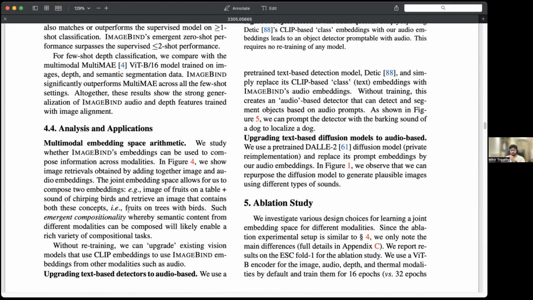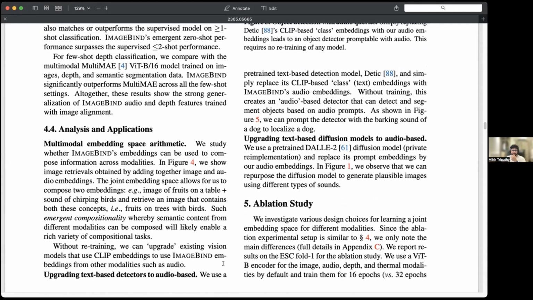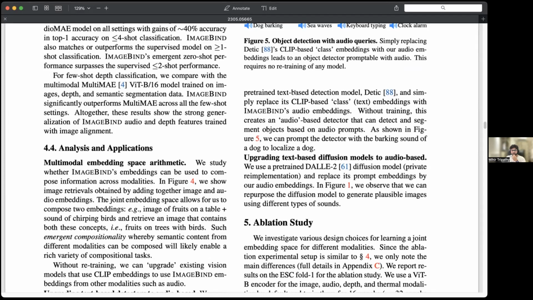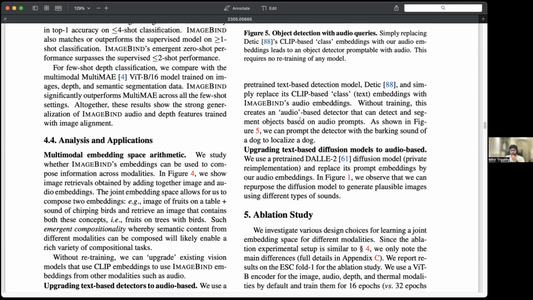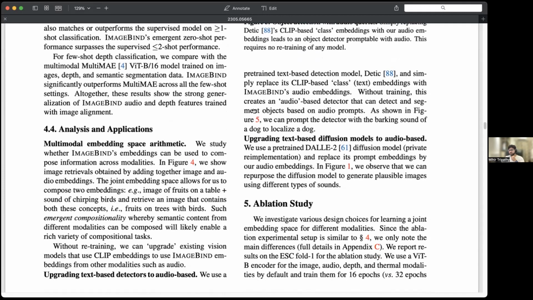Given that, let's just assume that they have achieved this text to audio state of the art, because in their applications, it mentions that it can upgrade text-based detectors to audio-based. We have a pre-trained text-based detection model without training. As shown in figure 5, we can prompt the detector with a barking sound to localize a dog. So basically doing tasks which take in multiple inputs from different sensors to do a singular task. I think that's where it can be used.